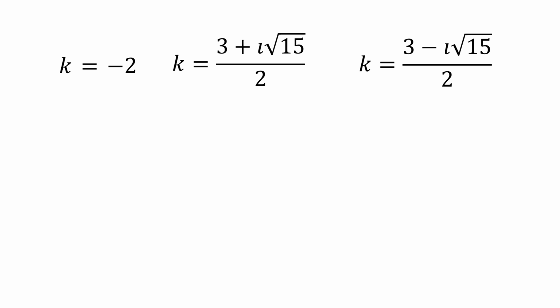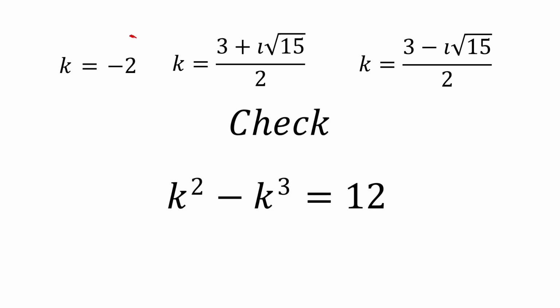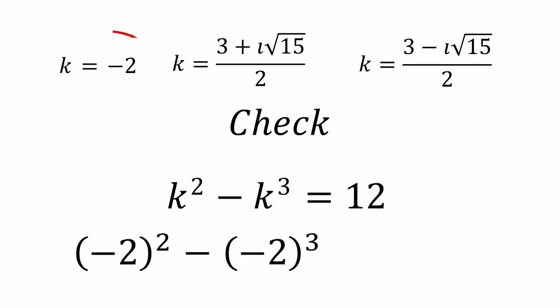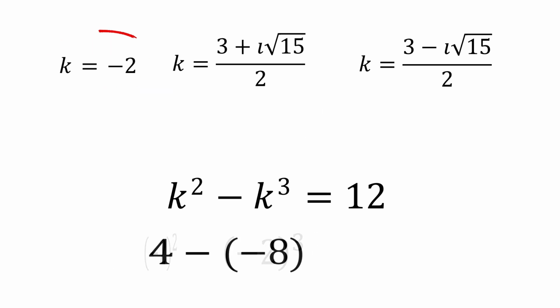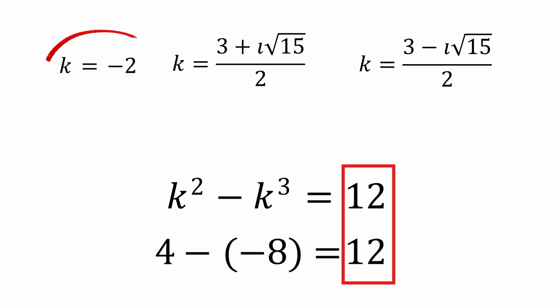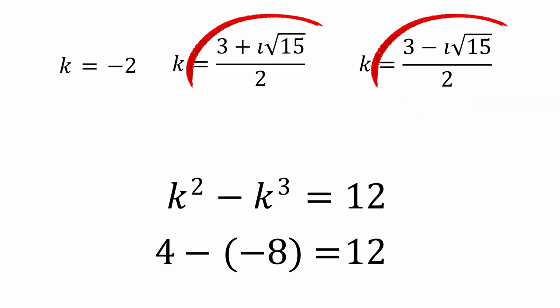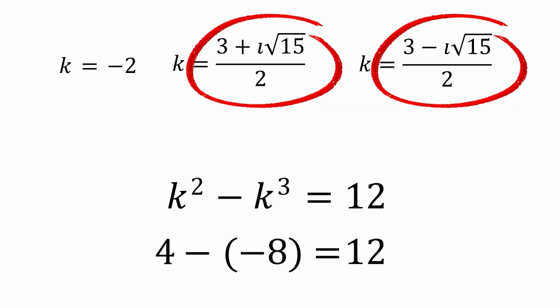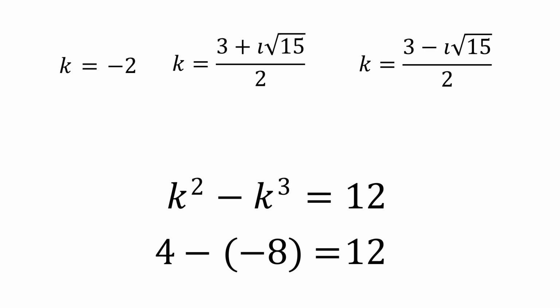But good mathematics doesn't stop when the answers appear. It verifies them. Substituting -2 back into the original equation gives 4 minus -8, which equals 12. A perfect match. As for the complex solutions, there's no need for messy substitution. They came directly from solving the quadratic factor. Since that factor came from an exact factorization, every solution automatically satisfies the original equation. That's one of the rewards of careful algebra.